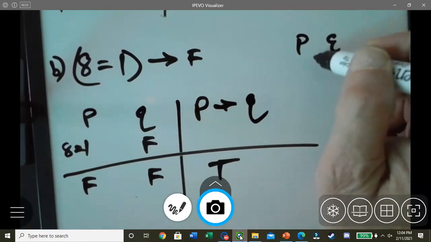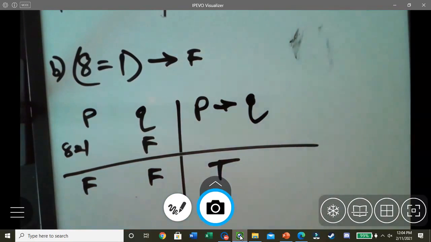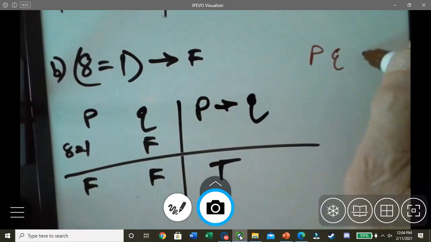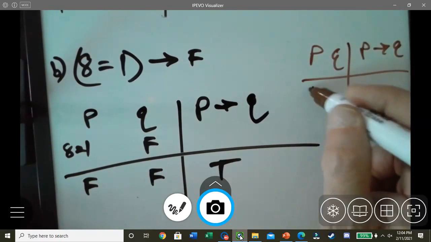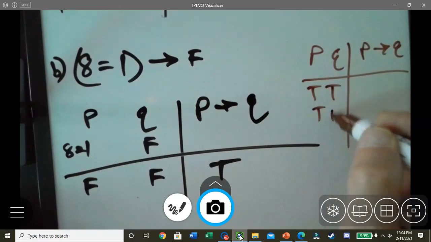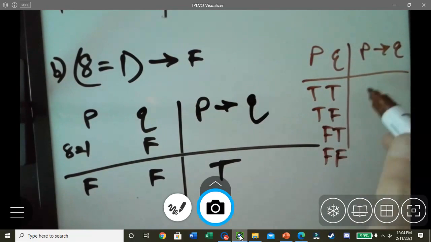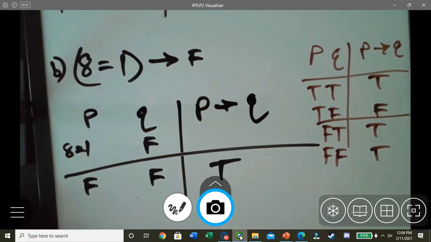What we were saying before, so let me use brown. We said before that P, Q, if P, then Q, right? True, true, true, false, false, true, false, false. The only one that's false is if true, then false. All the others are true. Okay?